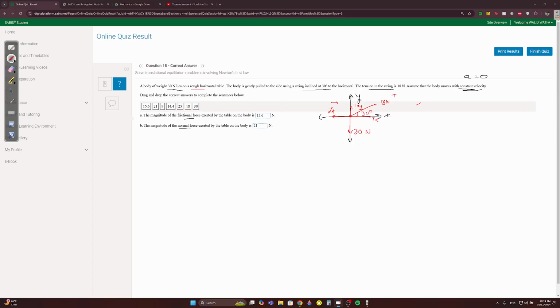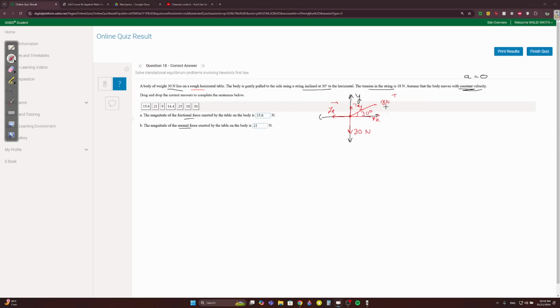Okay, let's start with our sigmas now. Sigma Fy. Is it moving up and down? No, so it's equal to 0. So what are my y-component forces? Ty and the weight. So what's down is equal to what's up. Always when equal to 0, what's down is equal to what's up. So Ty is equal to 30. So that's nice. Wait, no, this is wrong. Yes, I forgot something.